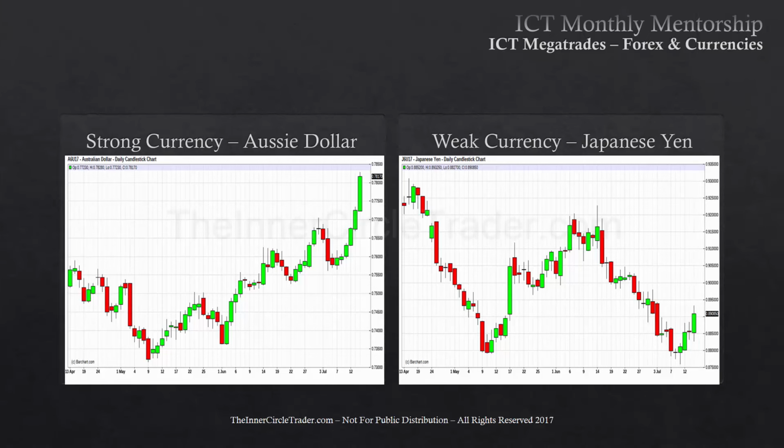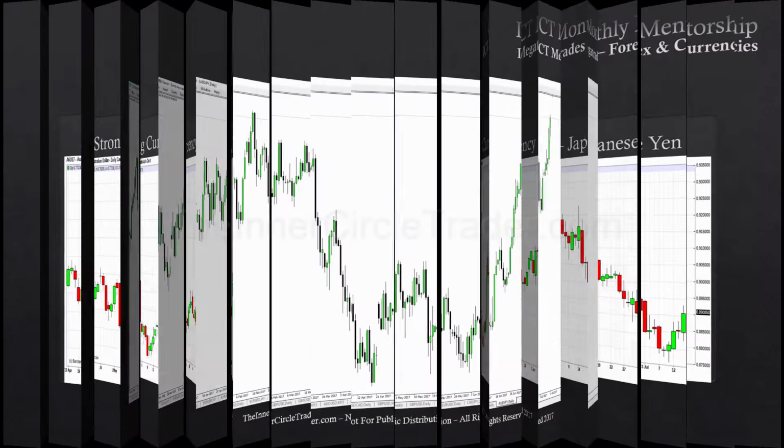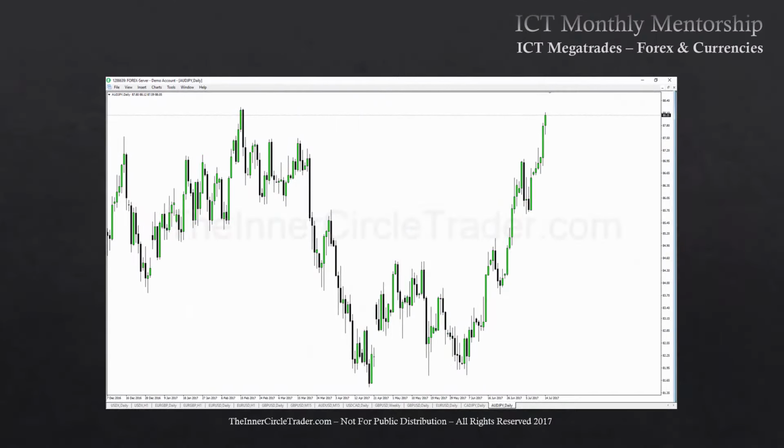Another example would be the strong currency of the Australian dollar versus the weak currency of the Japanese yen. And that would be the pair found in the Forex market as the Aussie yen. Again, second week of June makes a low and price rallies aggressively to the tune of 630 pips.